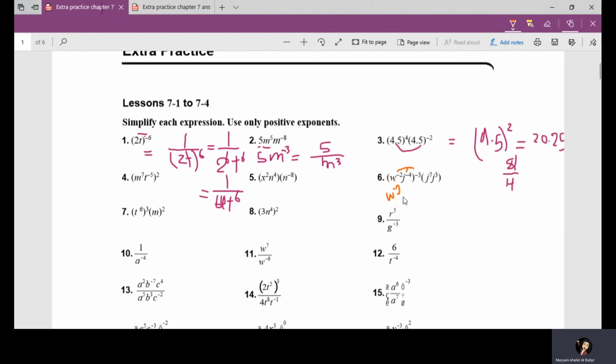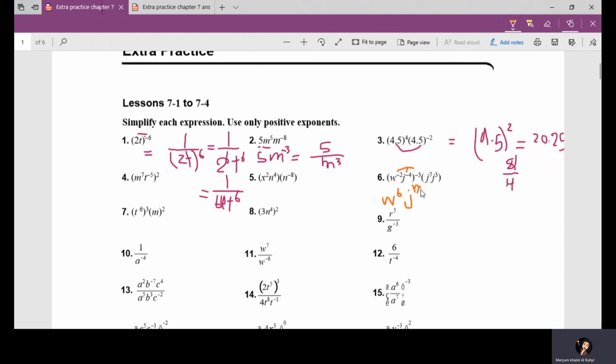So negative 3 outside, I'm going to distribute my power. So that will be W to the power negative 2 times negative 3, it's 6. J to the power negative 4 times negative 3, it's 12.